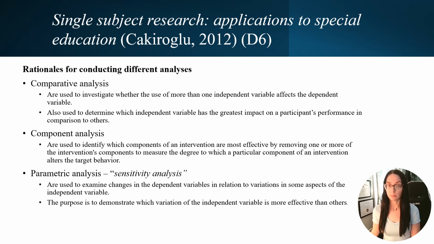Component analyses are used to identify which components of an intervention are most effective by removing one or more of the intervention's components to measure the degree to which a particular component of an intervention alters the target behavior. And then parametric analyses, or sensitivity analyses, are used to examine changes in the dependent variable in relation to variations in sub-aspects of the independent variable. The purpose is to demonstrate which variation of the independent variable is more effective than others.